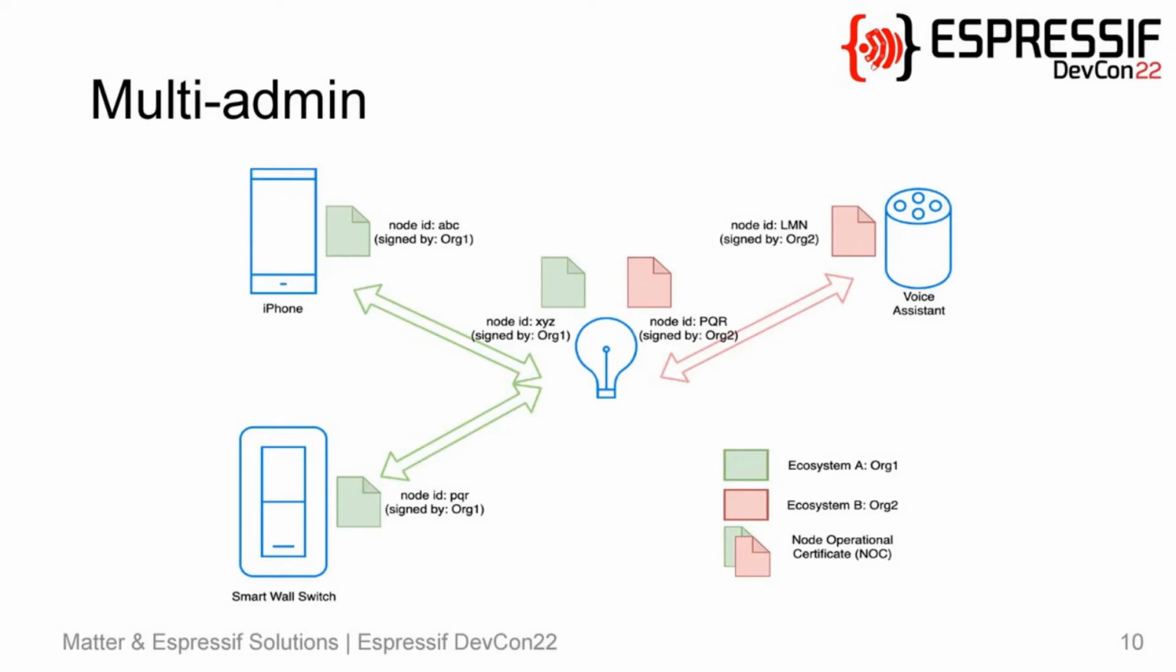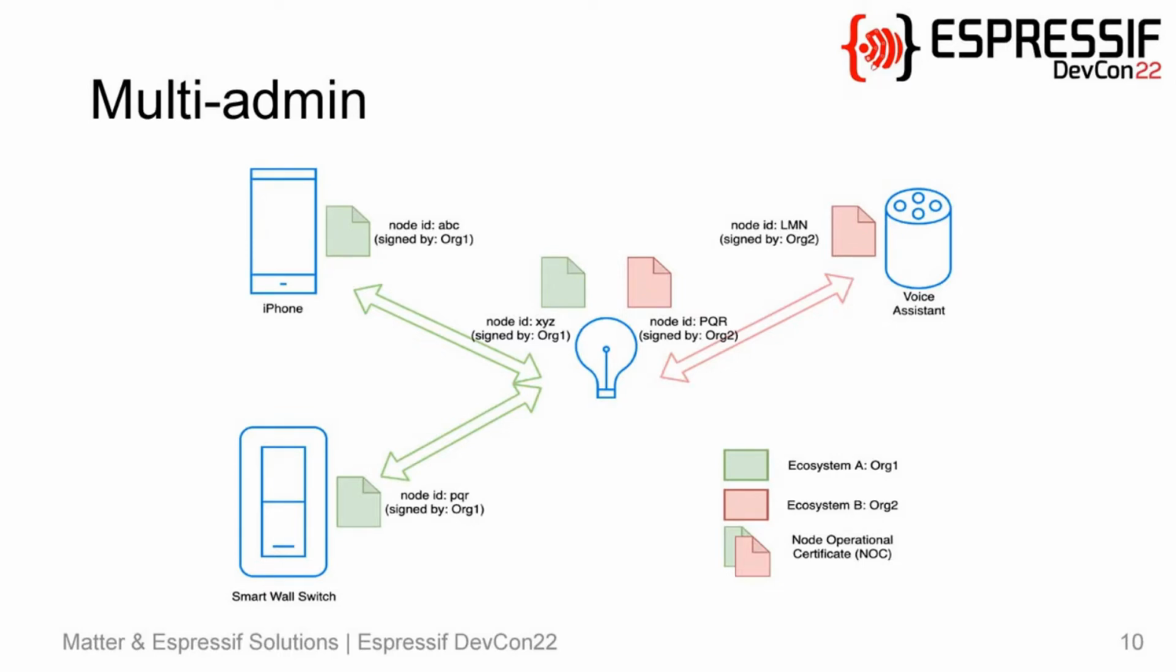As you can see, the light bulb has identity XYZ in the ecosystem A, whereas it has identity PQR in the ecosystem B. As a result, the iPhone and the smart wall switch on the ecosystem A can control the light, while the voice assistant in the ecosystem B can control the light simultaneously.